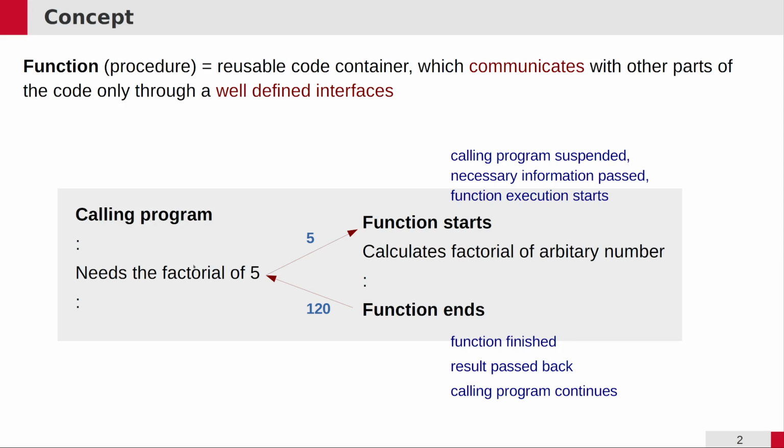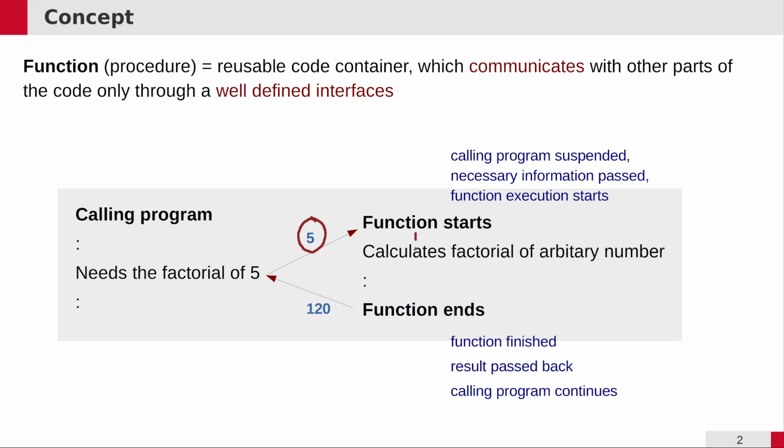Let's assume I have a basic program which needs the factorial of 5 for some reason. Then it would be nice if this program could call out to something. This something is the function, and pass it input information. The input information here is just very simple. The only thing this function has to know is that it should calculate the factorial of 5. So the only data it needs is the 5.